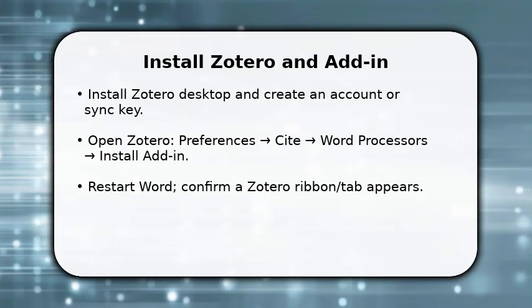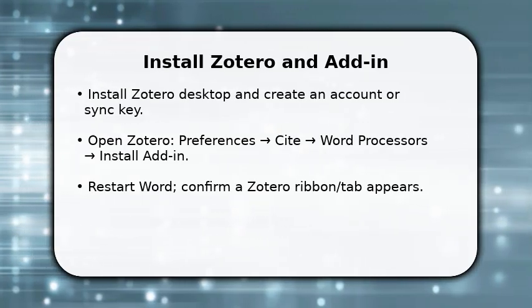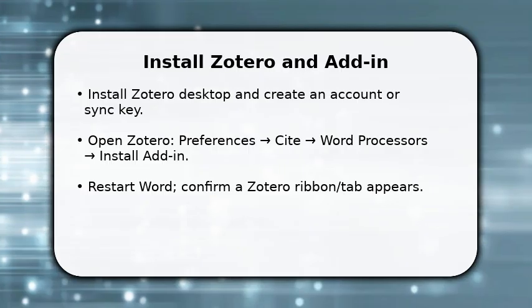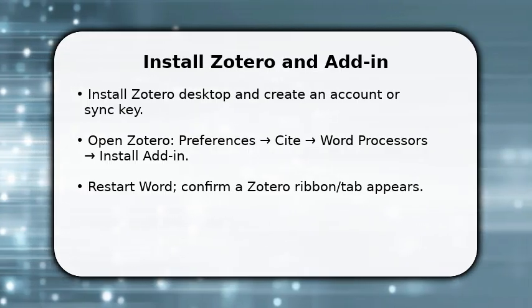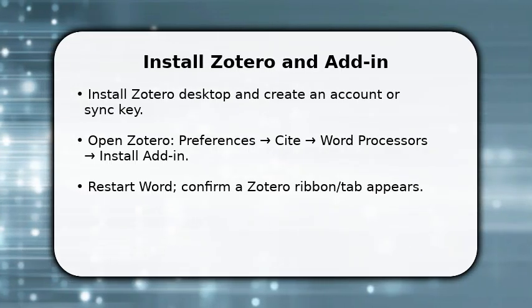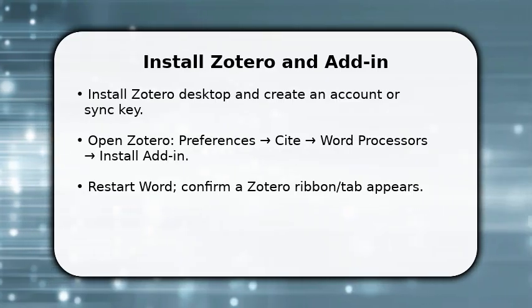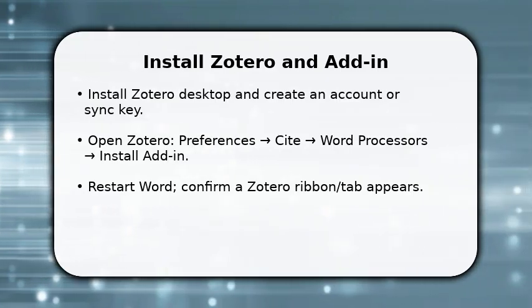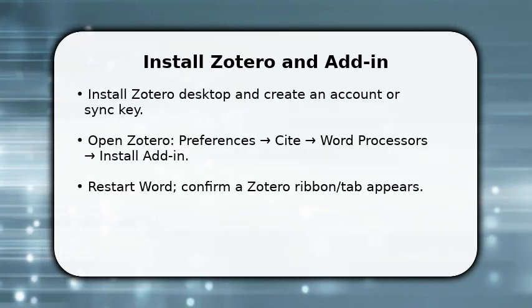Enjoy the video. You'll start by getting Zotero running and the Word add-in installed so citations flow automatically. Open Zotero, go to Preferences, then Cite, then Word Processors and click Install Microsoft Word Add-in. Once done, restart Word so it loads the new ribbon or tab.